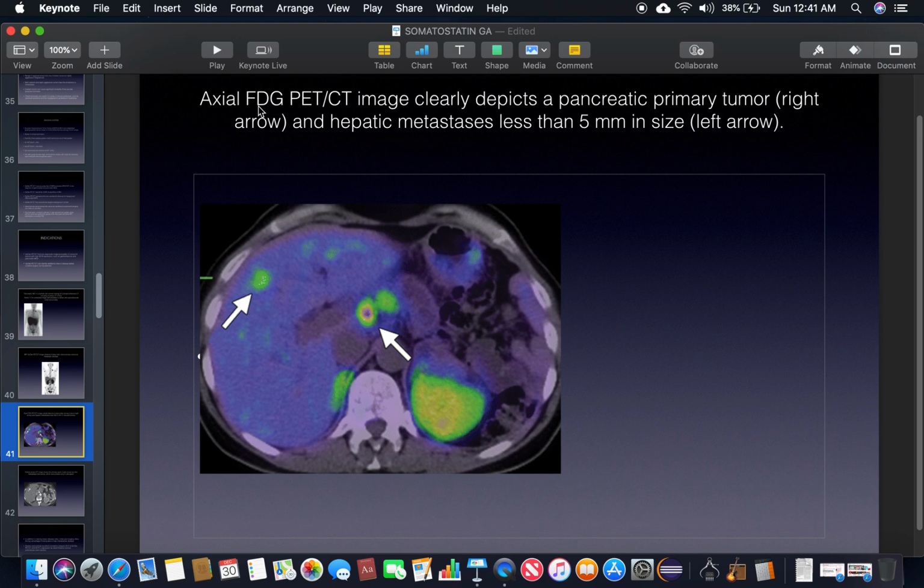Here's an example of an FDG PET image, which clearly shows a pancreatic primary tumor. And then, of course, there are hepatic mets.